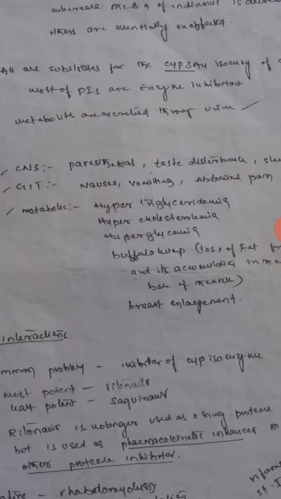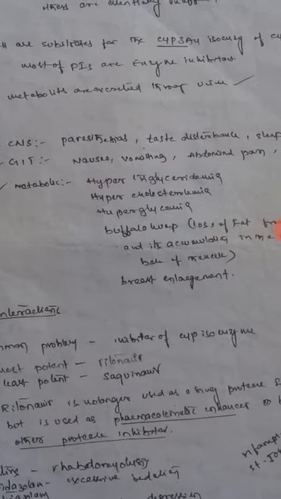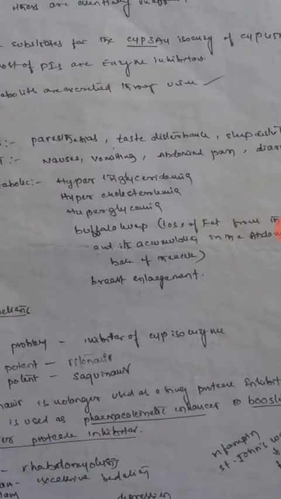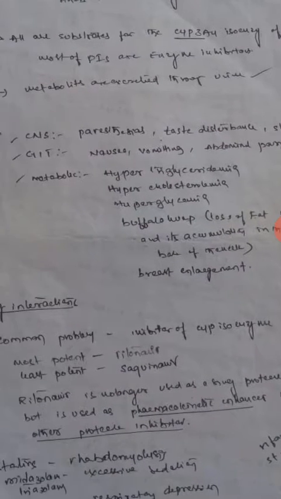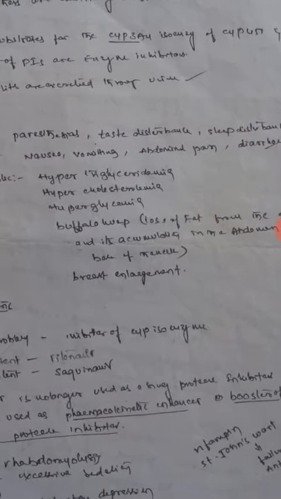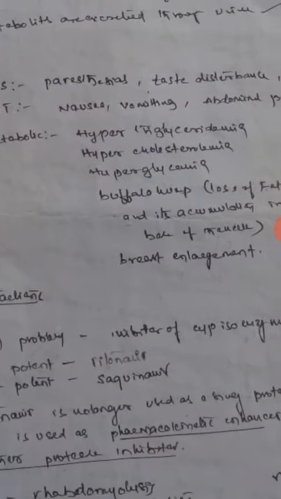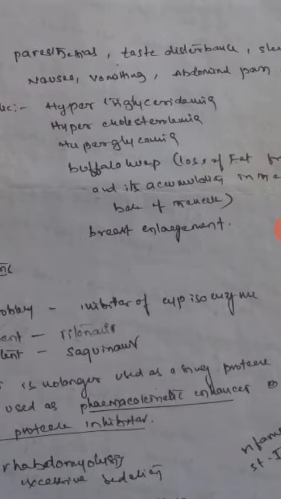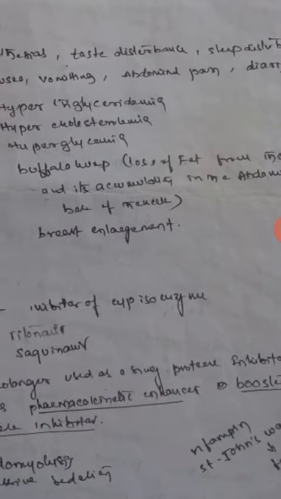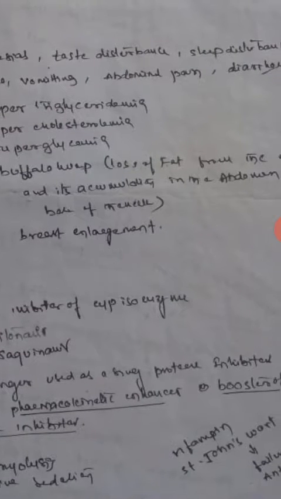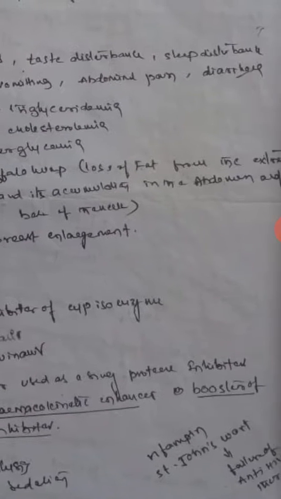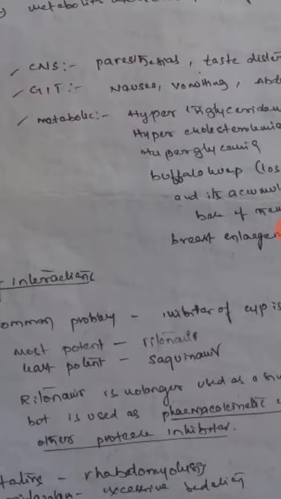Side effects: the major side effects are metabolic. CNS: paresthesia, taste disturbances, sleep disturbances. GIT: nausea, vomiting, abdominal pain, diarrhea. Metabolic: there are many metabolic side effects, such as hyperglycemia, hypertriglyceridemia, increase in triglyceride level, increase in cholesterol level, hypercholesterolemia. Redistribution of fat leads to buffalo hump and breast enlargement. These are the other side effects of the protease inhibitors.